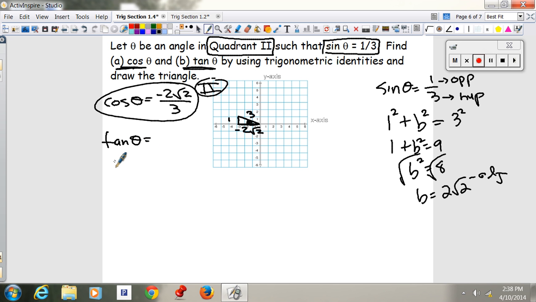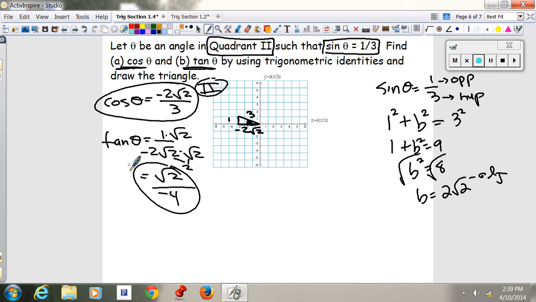We want tangent. This time we want the opposite first, right? We want the OA, TOA. So we want the 1 over the negative 2 radical 2. Can't leave it like that, though. So let's get rid of the radical 2 from the bottom. So I'm going to get a radical 2 on top. And what would come out on the bottom? Negative 4. Close. You've got radical 2 times radical 2 is 2, and then your negative 2 times your 2 would be a negative 4. So that would be your tangent.